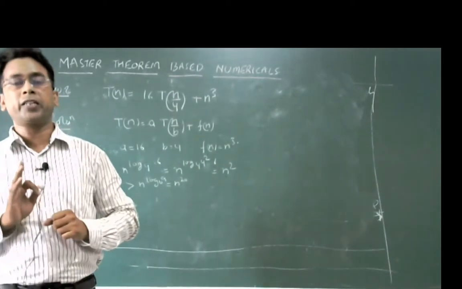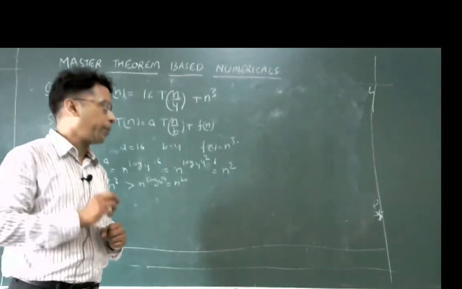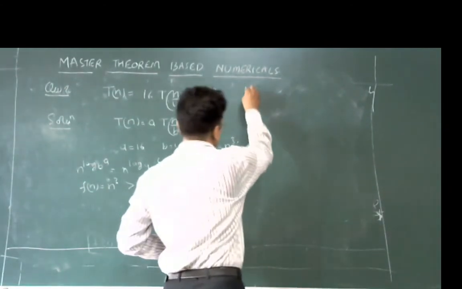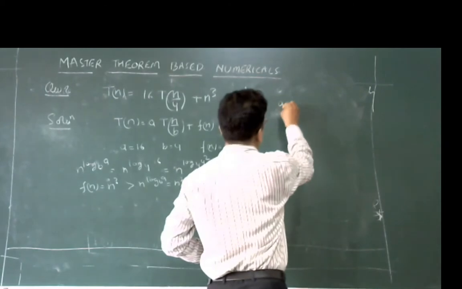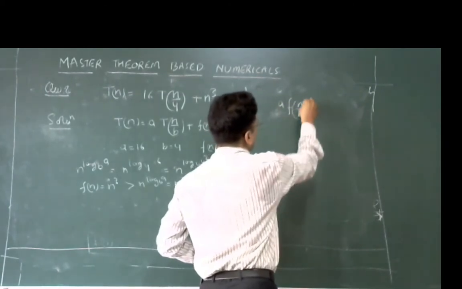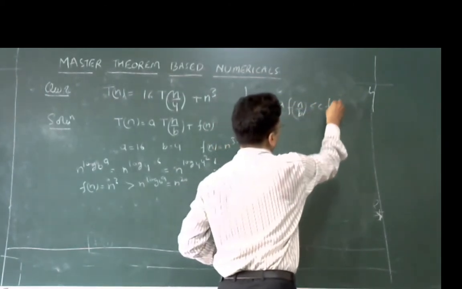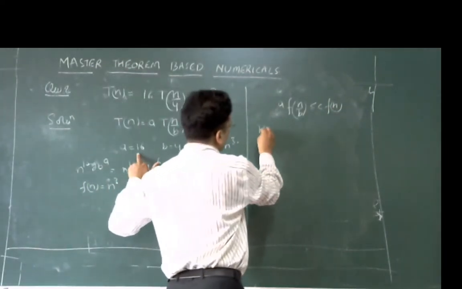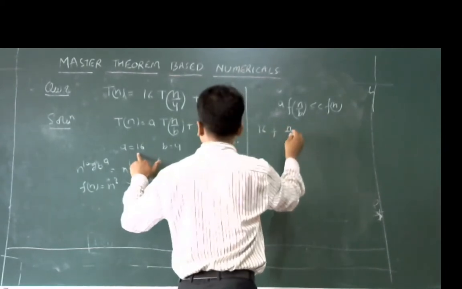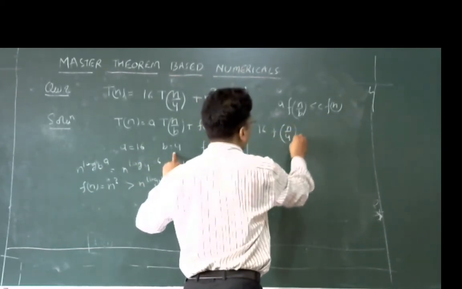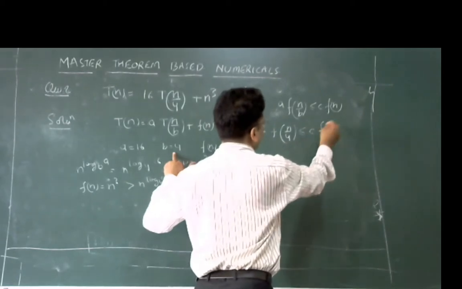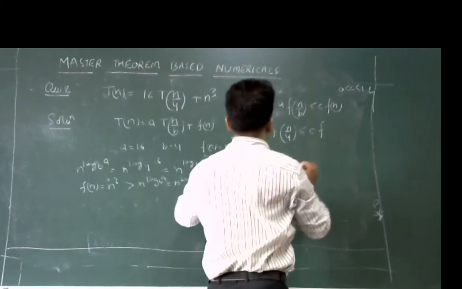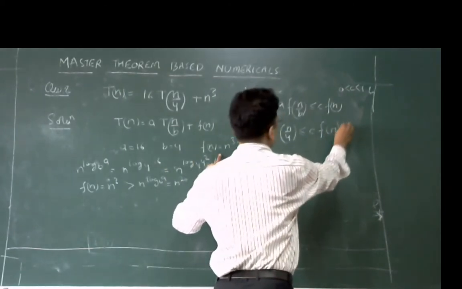Case 3 needs a regularity check condition to be satisfied before applying. What is the regularity check condition? The regularity condition is that a f(n/b) should be less than or equal to c f(n). Here a is equal to 16, b is equal to 4, c should lie between 0 and 1, and f(n) is equal to n cube.